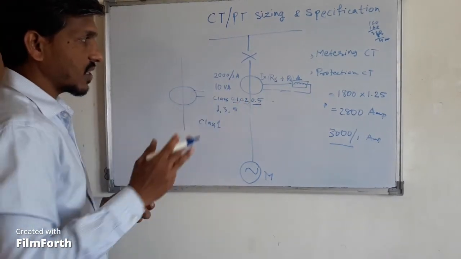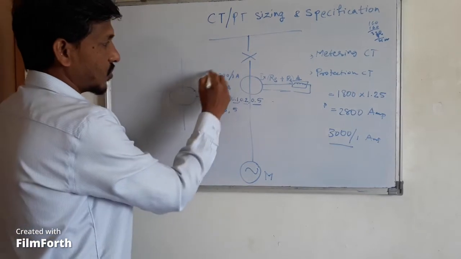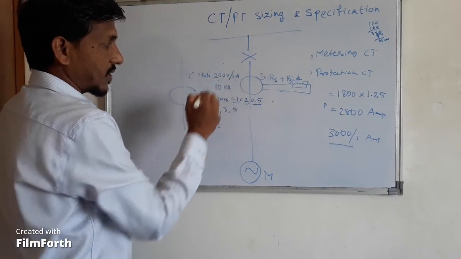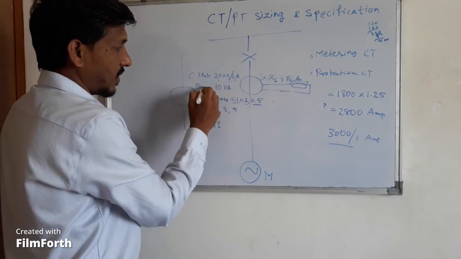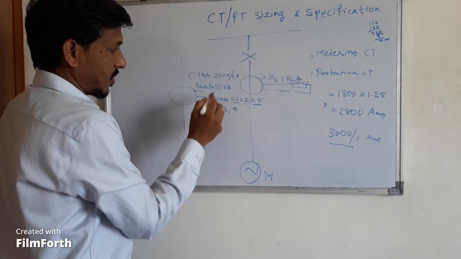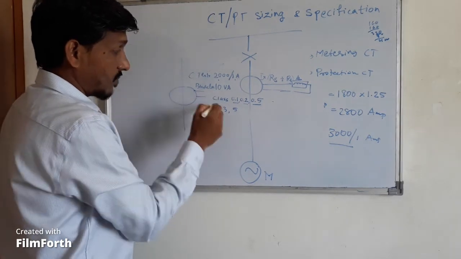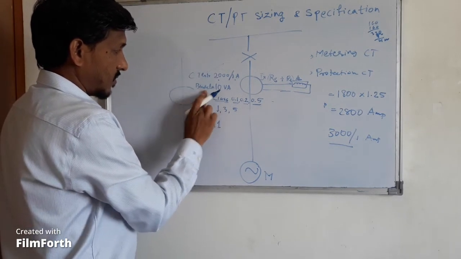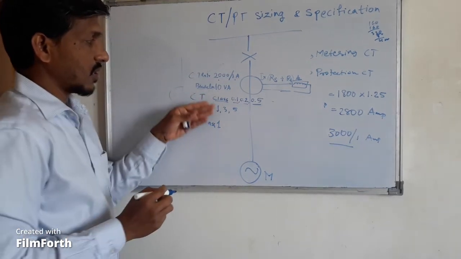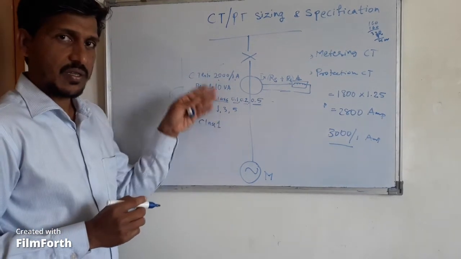Clear? So only three things we have to specify. That is your CT ratio, the current ratio, primary current to secondary current. This is the burden of a CT. And this is your class, called the CT class. So this is how we have to mention the CT specification in the SLD.